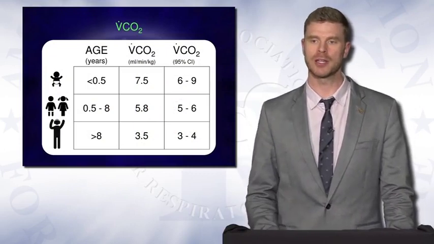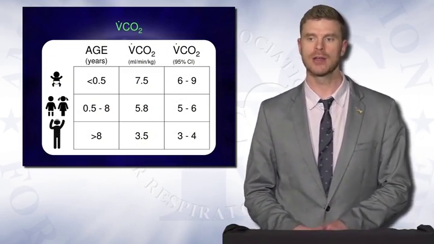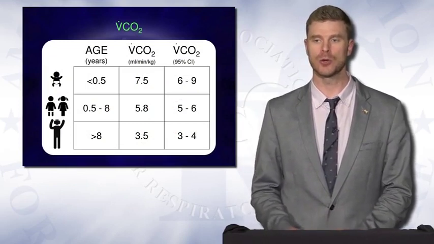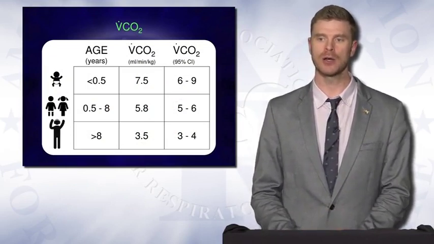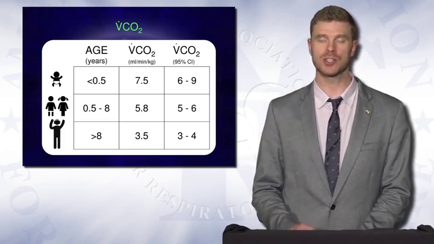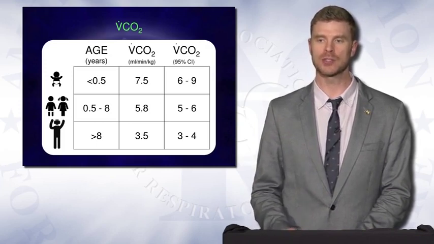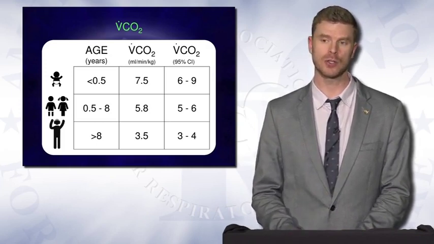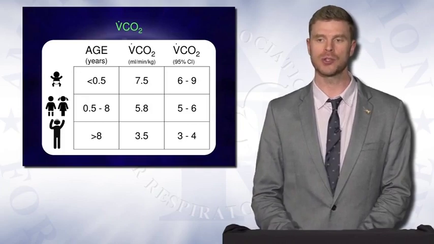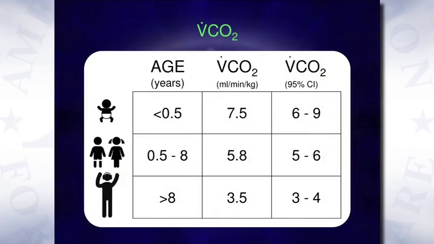I blew it up here to make it even more clear, but in patients who are less than a half a year old, so 6 months or less, the mean that we noted was 7.5 mLs per minute per kilo, and our range, and here I'm using a 95% confidence interval, was 6 to 9. In pediatric subjects, half a year to 8 years old, we see the range being narrowed, but it's still around 5 to 6. And then once you get over 8 years old until you're 18 or 20 years old, the range is 3 to 4 mLs per minute per kilo.